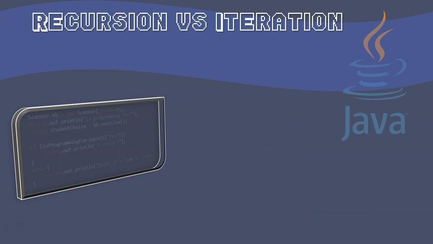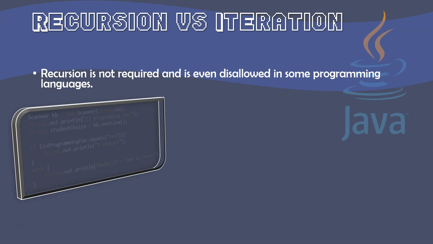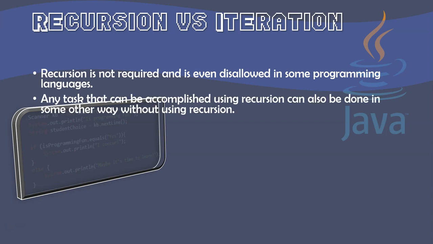Now, one thing we do need to discuss here as we wrap up our introduction to recursion is recursion versus iteration. Up to this point, most of the methods that we have been designing have been with iteration in mind. Recursion is not a required thing. In fact, it's even disallowed in some programming languages. Any task that can be written using recursion can be written some other way without recursion.